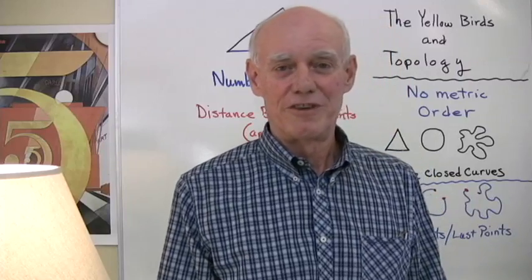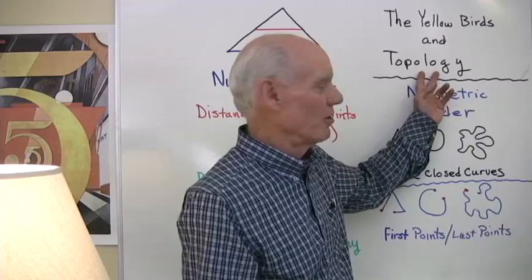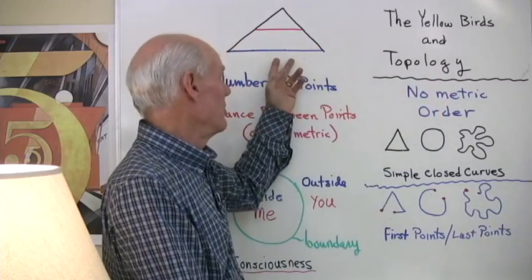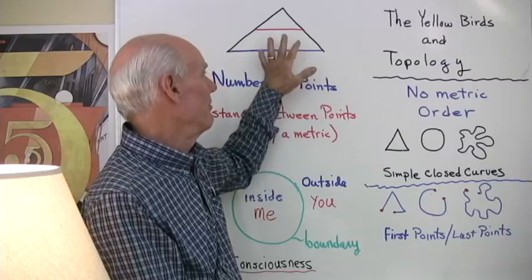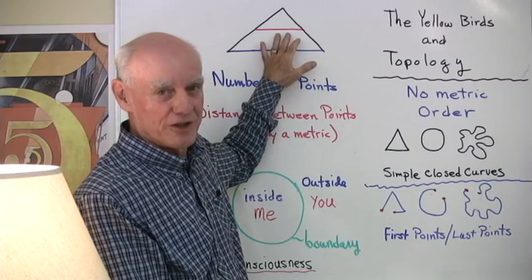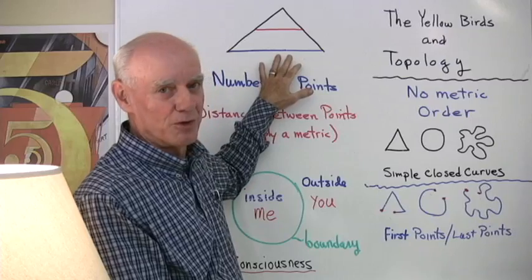Here's a follow-up to our video on the yellow birds. We're going to call it the yellow birds in topology. And just for review, in our original video we found out that there's the same number of points on this red line segment as there are on this blue line segment.